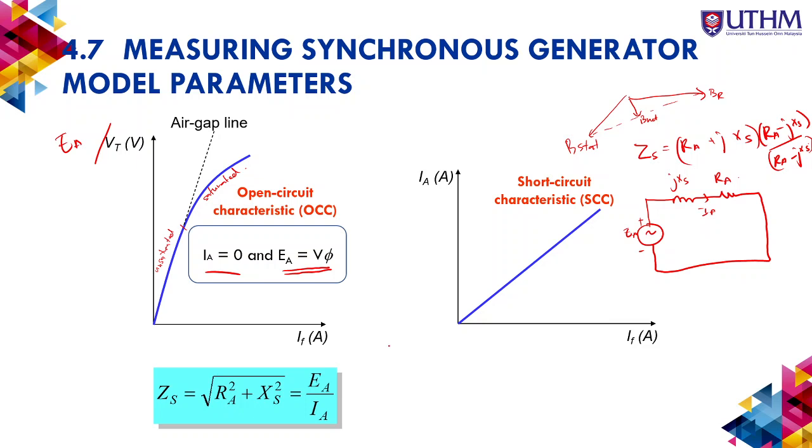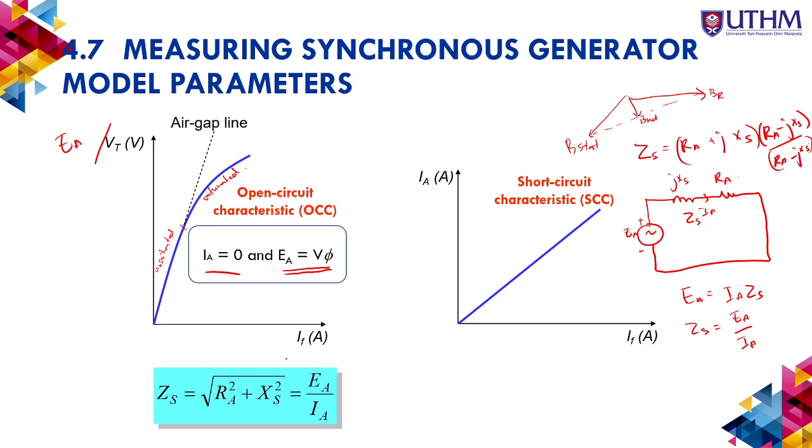Okay, so yeah, like Ohm's law, EA equals IA ZS. Okay, so ZS is equal to EA divided by IA. So sometimes in the graph or in the question, they give you some parameter, and then by looking at the graph, you will find some parameter.